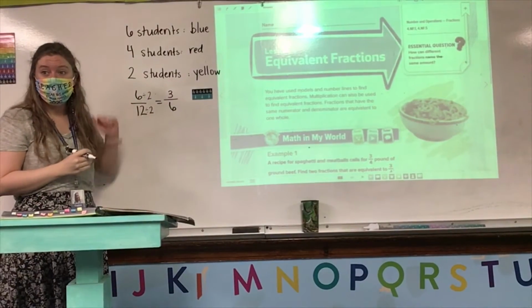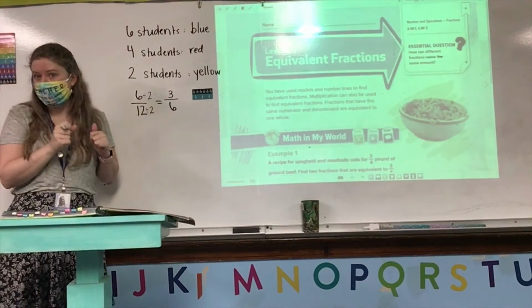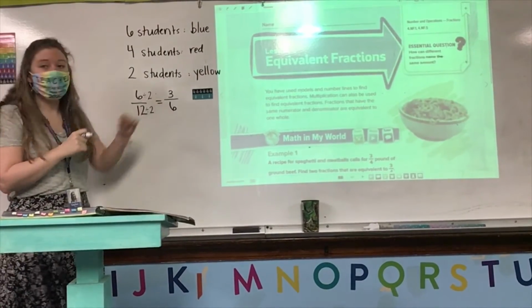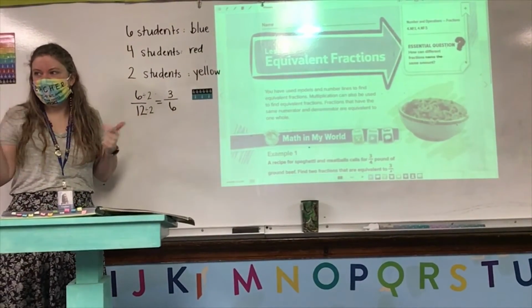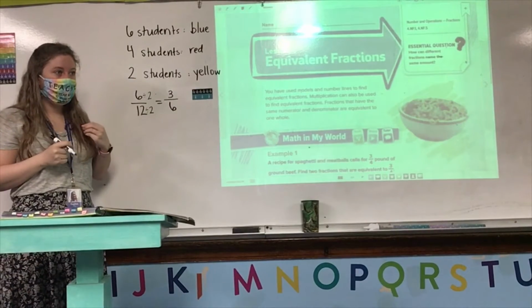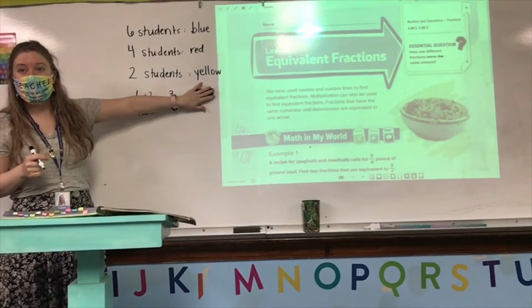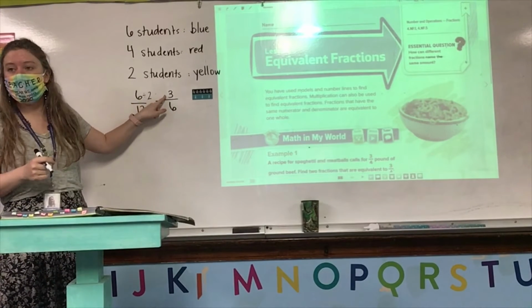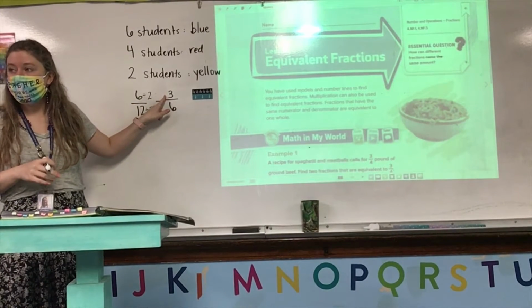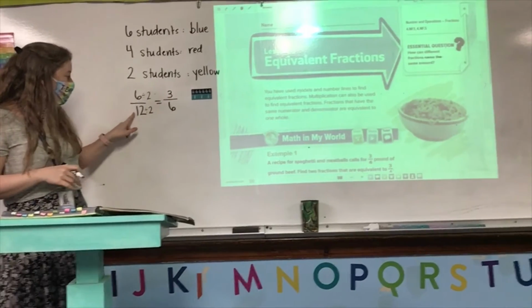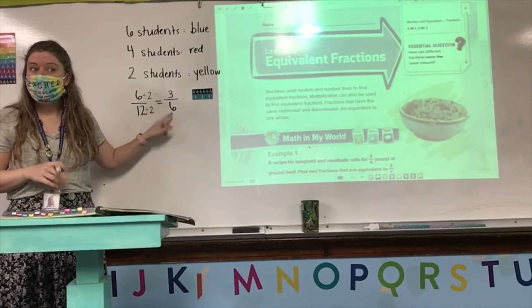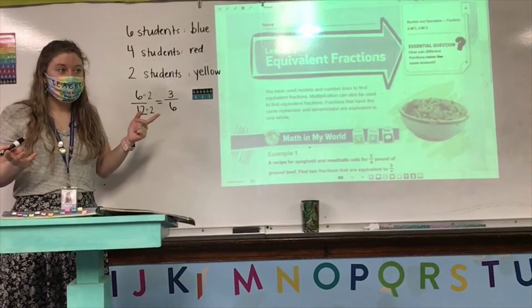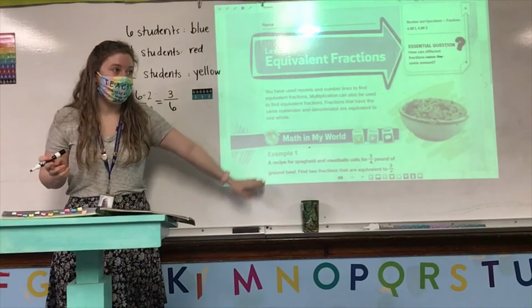Those are basic facts, right? Those are really easy basic facts. And that would have taken like 3 seconds, maybe 5, instead of having to search through our bag for our fraction tiles. If we divide 6 by 2, do we get 3? Class? Yes. If we divide 12 by 2, do we get 6? Yes! So that's what we're going to be doing today.